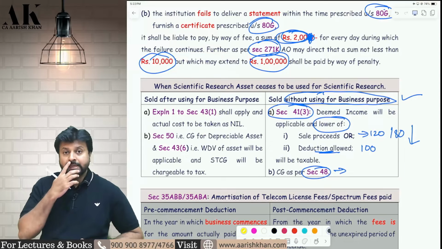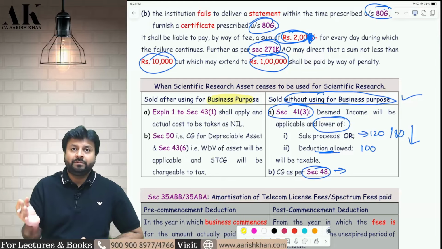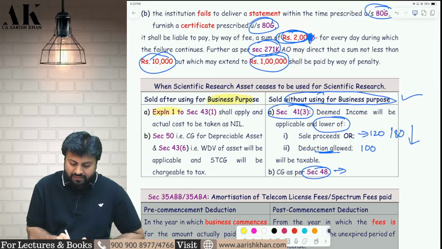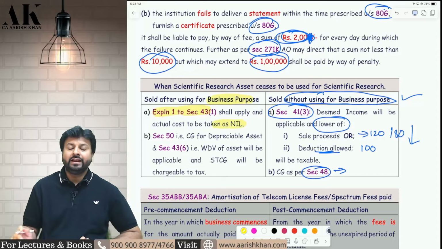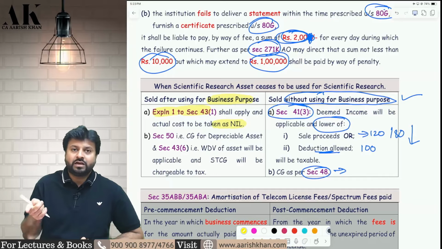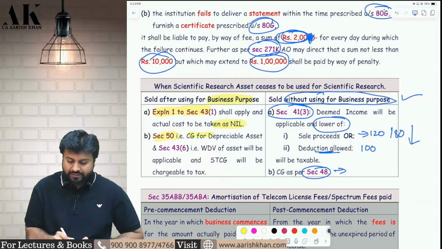But there is one more option available to me. That other option is that I will not sell it directly from the research division, but I will transfer it for my other business purpose. If I transfer that machinery for my other business purpose, then that machinery will find a place in the block of assets as per Explanation 1 to 43(1), but the cost of that machinery will be taken as nil because you have already claimed 100% deduction on it. And whenever you sell the block of that machinery, because now that machinery is a part of the block of assets, you will be liable for capital gains as per section 50.